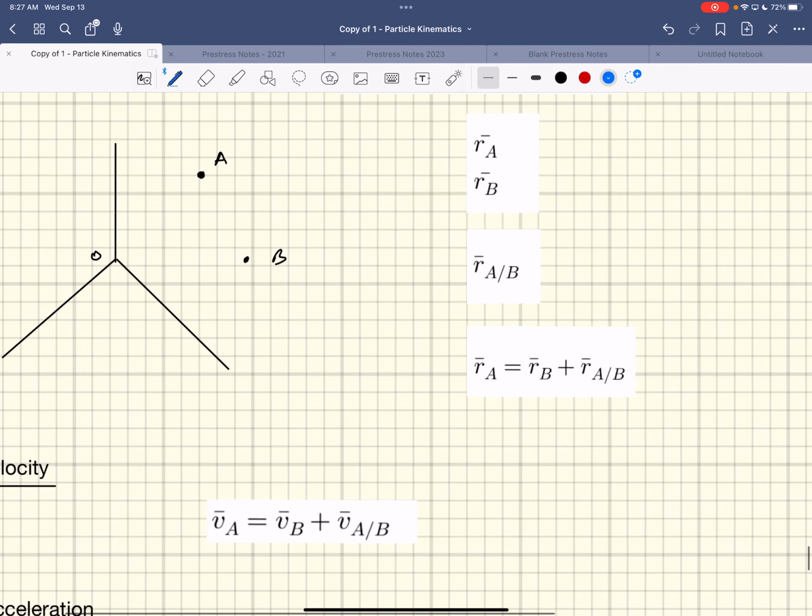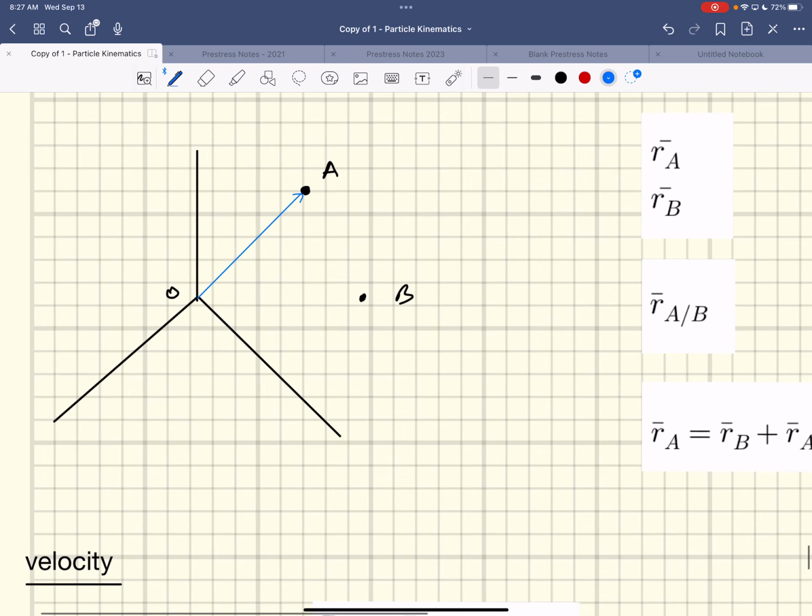All this stuff is based off of vector math. So if I've got 2 points in a coordinate system, A and B, I've got a position vector that points at A. We'll call this r_A bar. That is the position of A relative to the origin. And then the position of B, call that r_B. Okay, and that's the position of B. And then I can get the position of A as seen from B with this vector. We're going to call this r_A/B, r_A as seen from B.